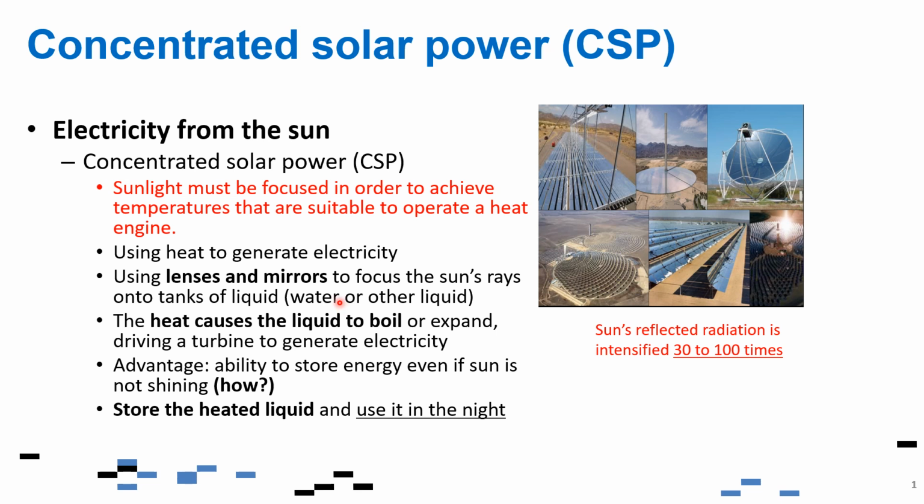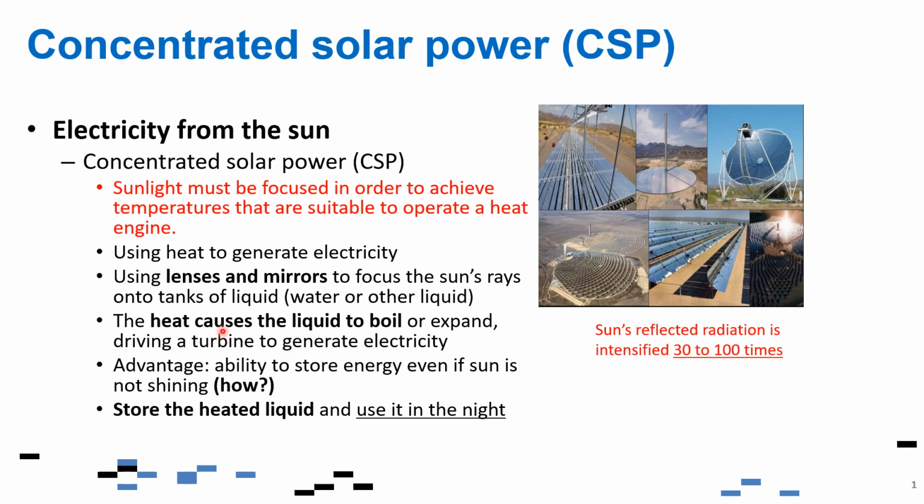The main thing about the CSP is that the lenses or the mirrors are a very important aspect here, because we need to concentrate the sun's rays into a specific area so that it can generate a lot of heat. This heat, as I mentioned, causes the liquid to boil and expand and make steam, and generate electricity by driving a turbine.